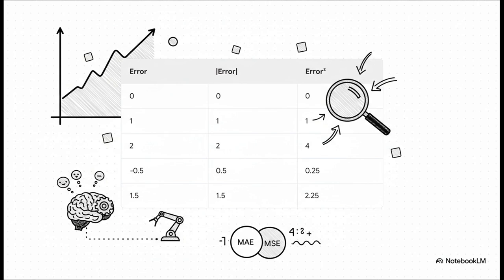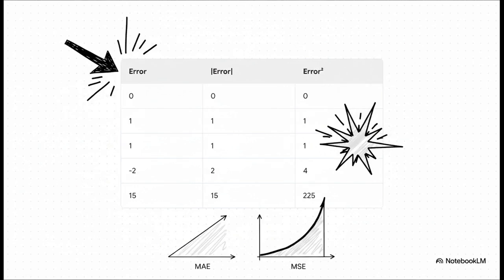So let's say we have a bunch of small, reasonable errors. The mean absolute error, the MAE, comes out to 1.0. The mean squared error, MSE, is a little higher at 1.5. They're in the same ballpark, no big deal. But now, watch this. What happens if we throw in one outlier? Just a single, huge mistake, an error of 15.